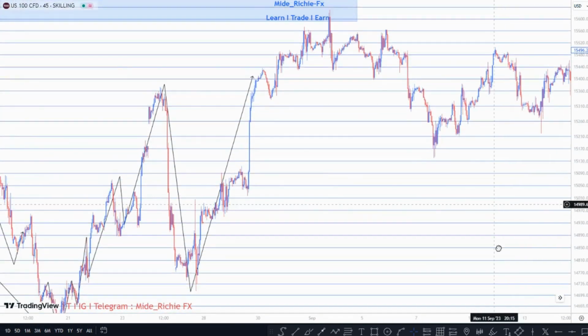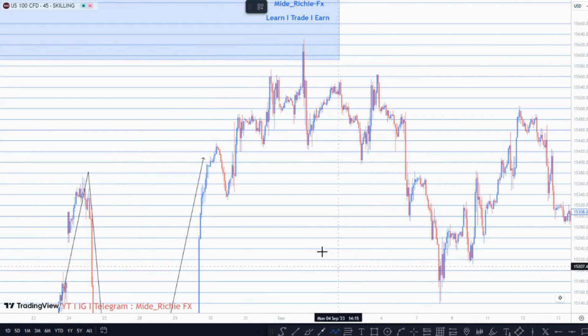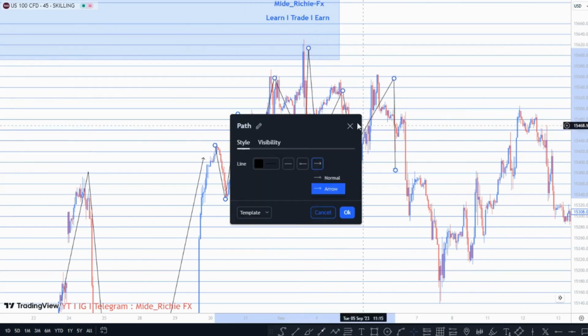All right. So now let's break down this internal structure before the change of character. We have this one as the low, this one as the high, this one as the low, this one as the high. So we had a nice change of character right here. Why? Because this low right here is lower than this low. I think here is where the change of character really happened.